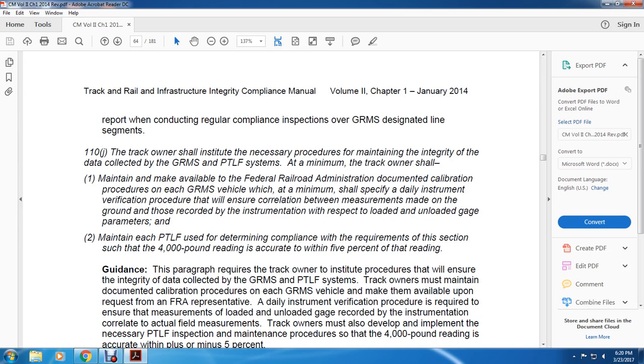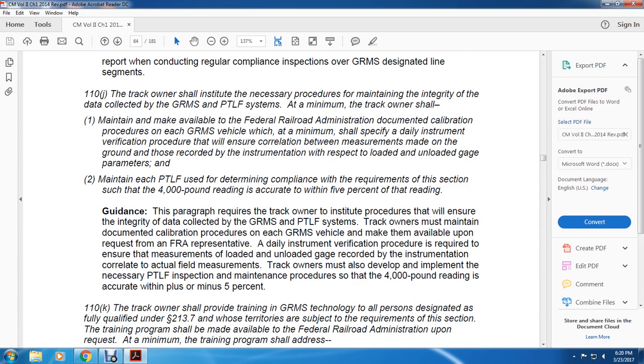Paragraph J: the track owner shall institute the necessary procedures for maintaining the integrity of the data collected with the gauge restraint measurement system and the portable track loading fixture system. At a minimum, the track owner shall maintain the most recent Federal Railroad Administration documentation of calibration for each of the gauge restraint measurement system vehicles, which at a minimum specifies the daily instrument verification procedure to ensure correlation between the measurements made on the ground and those recorded by the instrument for the respective loaded and unloaded gauge parameters. Maintain the portable track loading fixture used to determine compliance with requirements of this section, such as a 4,000 pound reading, accurate to 5% of the reading.